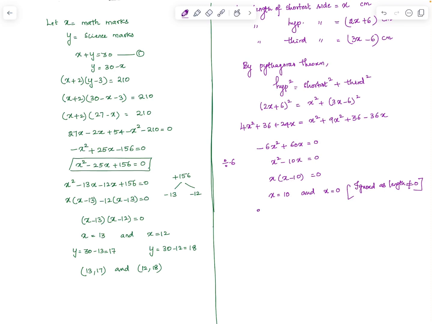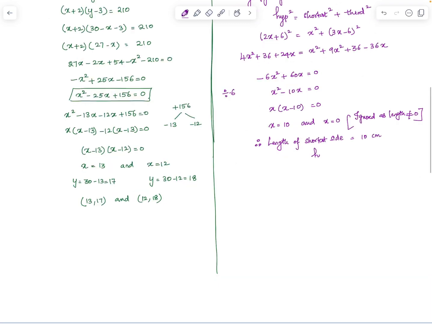Therefore, the length of the shortest side is 10 centimeter. Hypotenuse is 2 times 10 plus 6, which is 26 centimeter. And the third side is 3x minus 6, that is 3 times 10 minus 6, which is 24 centimeter.